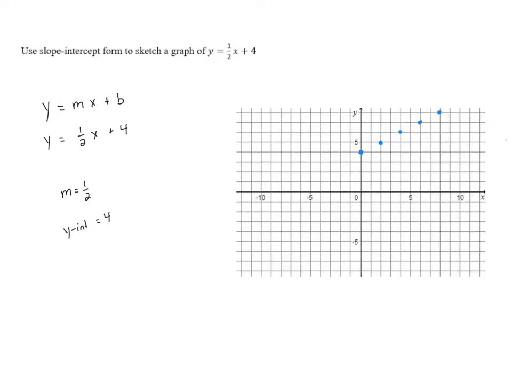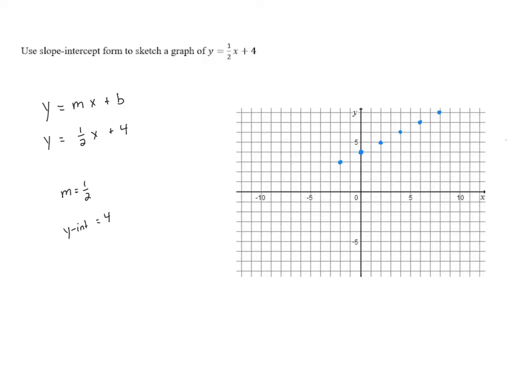But if we want to go in the opposite direction, we can always go down 1 and to the left 2. That's also going to take us to another point. Down 1 and to the left 2. And if we keep going down 1 to the left 2, that'll give us another point on the same line.